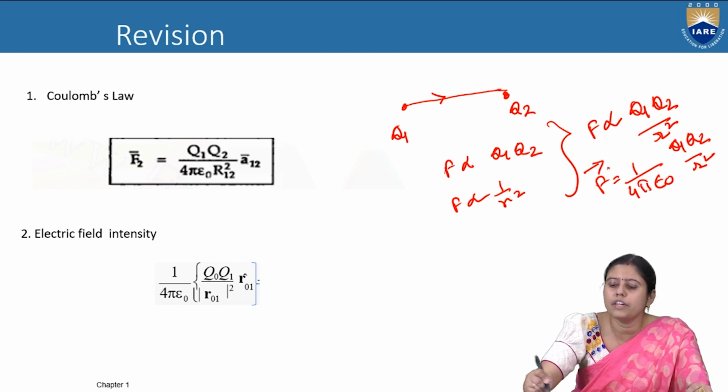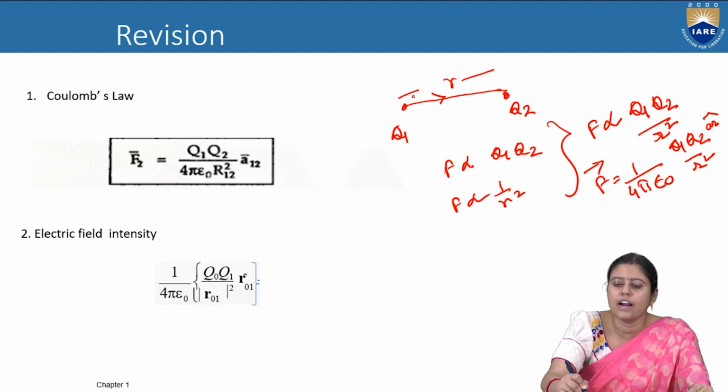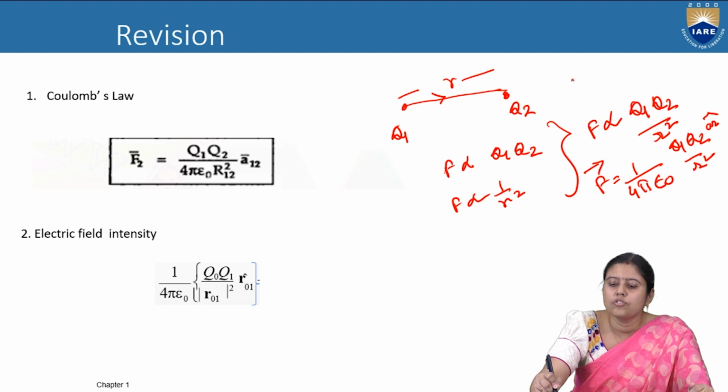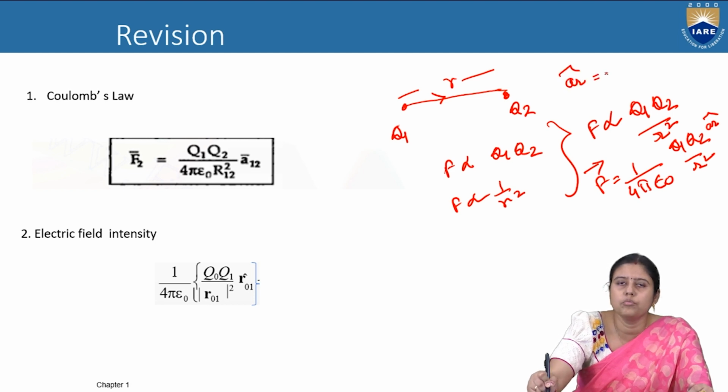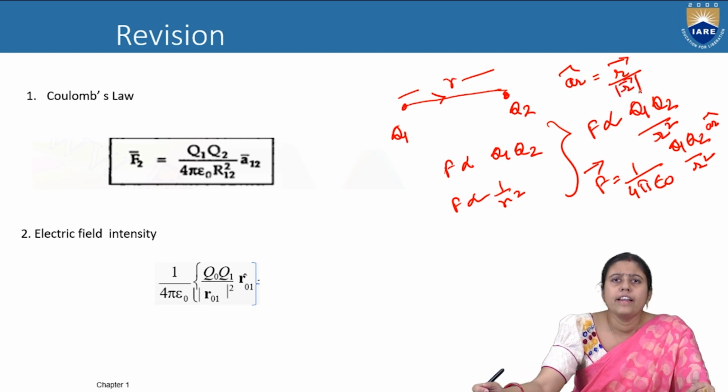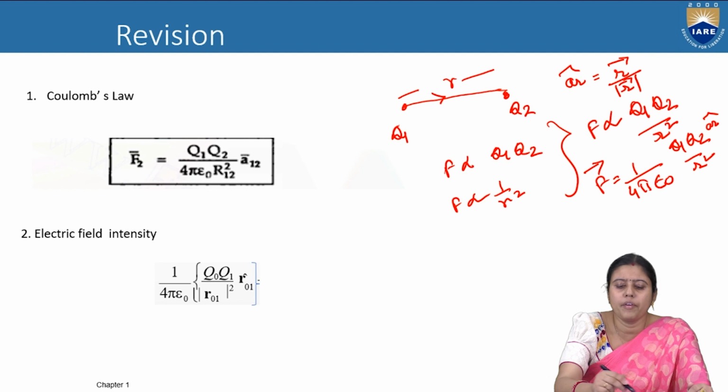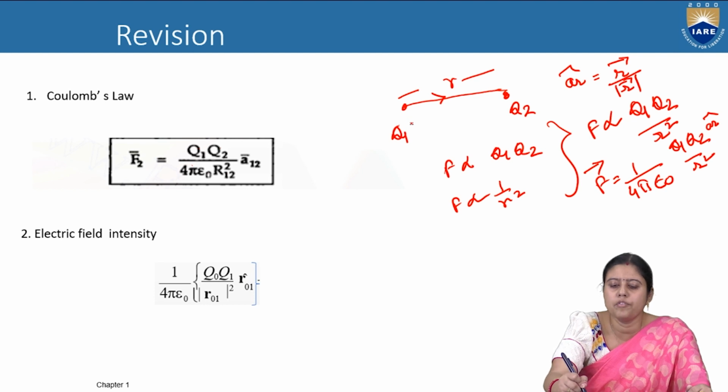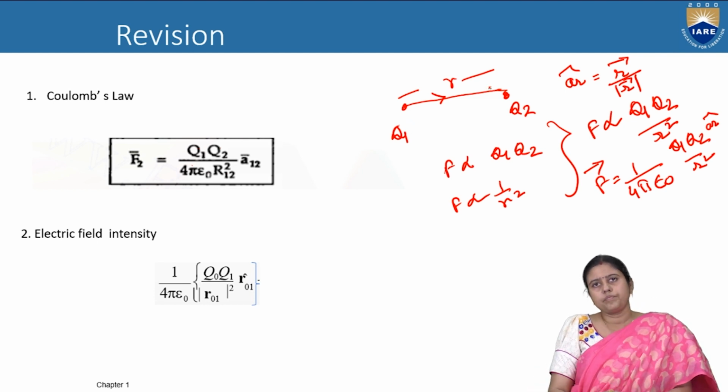If we think about the direction, it is aR. What is aR? If the distance is R, it is along the distance. aR is the unit vector, which can be written as R vector by mod of R. So F12 is equal to Q1 Q2 by 4 pi epsilon naught R12 squared, a12, where 12 means from Q1 to Q2.